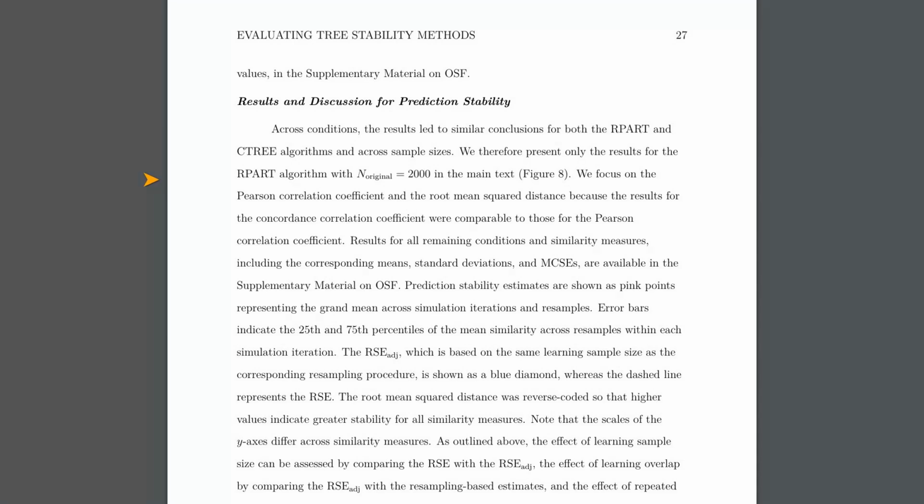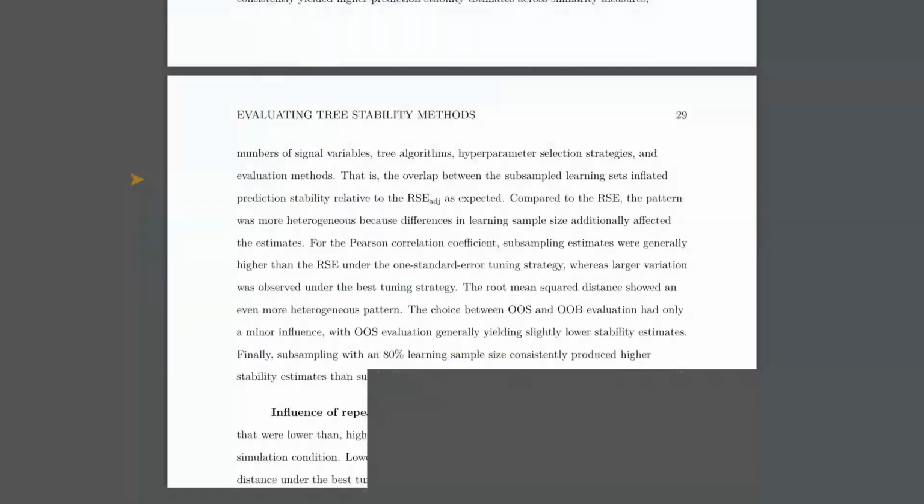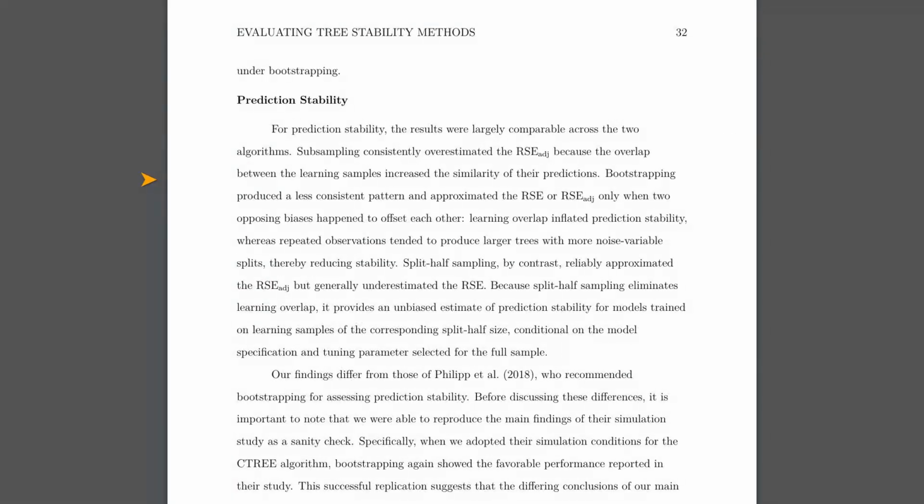Bootstrapping is problematic, especially with CTREE trees. Subsampling seems to be a better choice, giving results closer to what you'd expect from truly independent samples, though it can still be a bit too liberal or conservative depending on the algorithm. For prediction stability, it's even more complex, with no clear winner. Split half sampling is good at avoiding overlap bias, but sacrifices sample size, while subsampling and bootstrapping have their own unique issues with overlap and repeated observations.